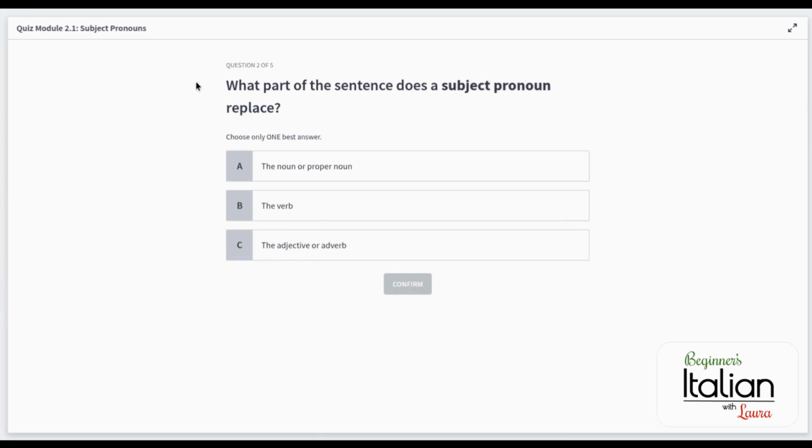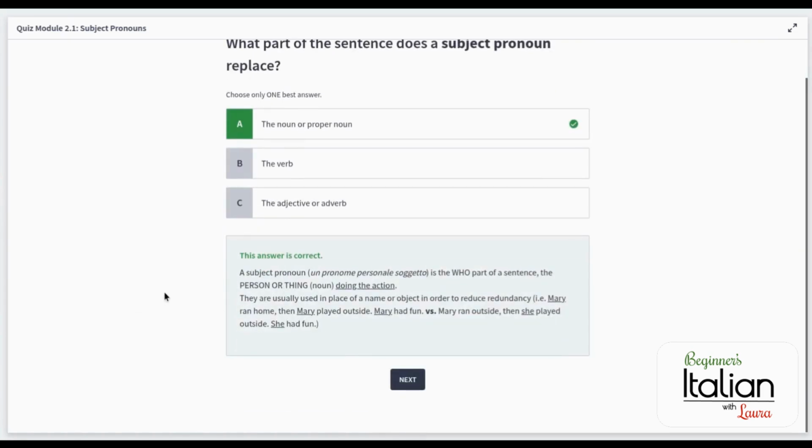Number 2. What part of the sentence does a subject pronoun replace? Choose only one best answer. A, the noun or proper noun, B, the verb, or C, the adjective or adverb. Okay, letter A is the correct answer.